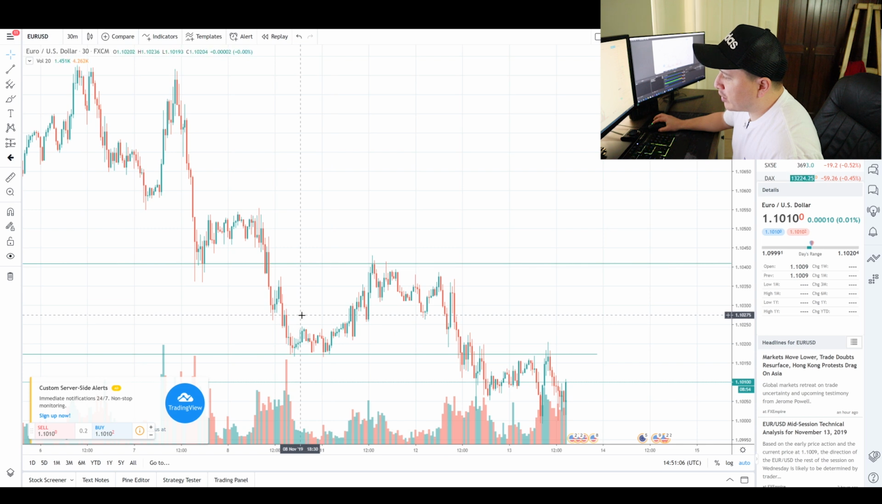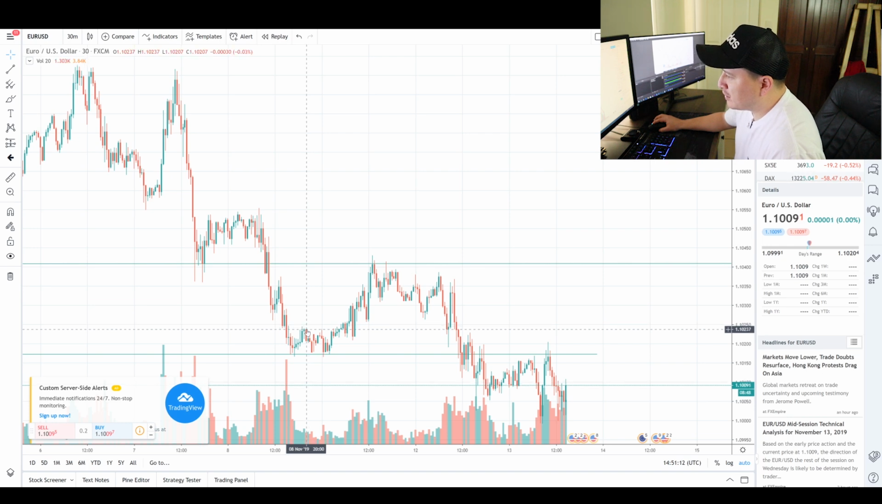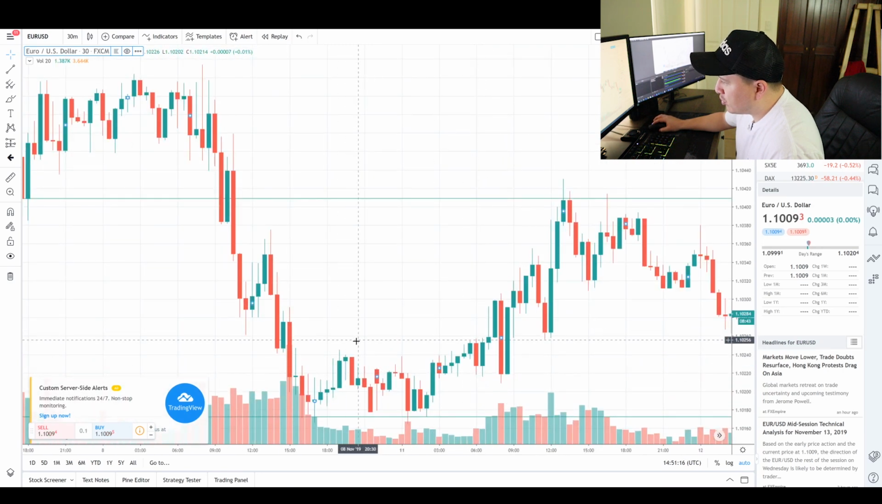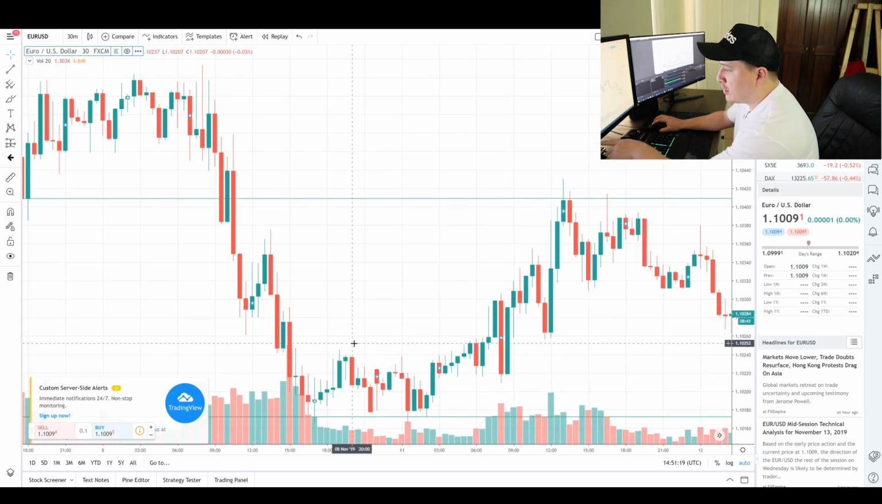So right now we're going to go to 20 GMT, which is around this area. Take a look at 22 GMT. This is 20. And hopefully you can see the small number in here. You see at the bottom, it says 20 GMT.